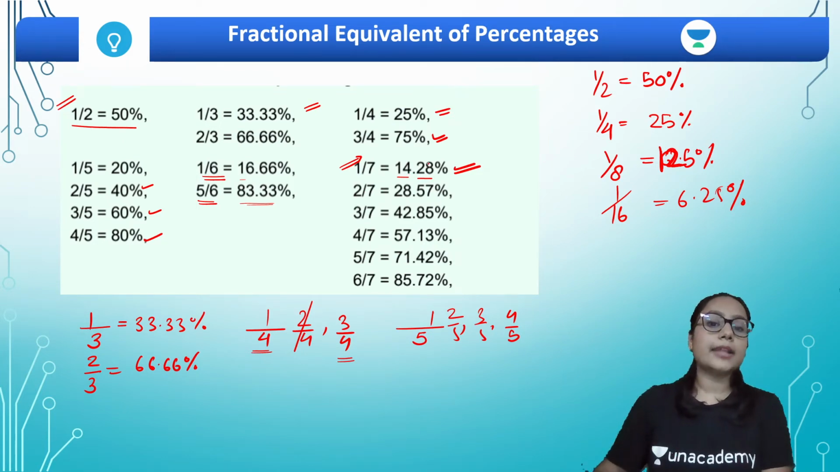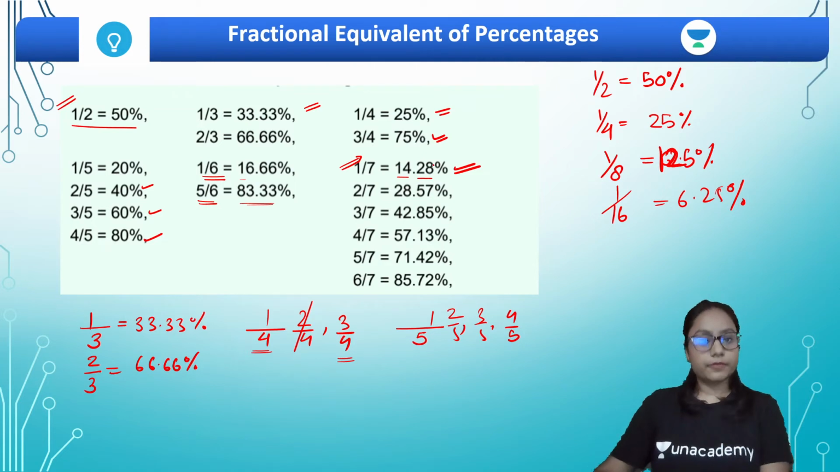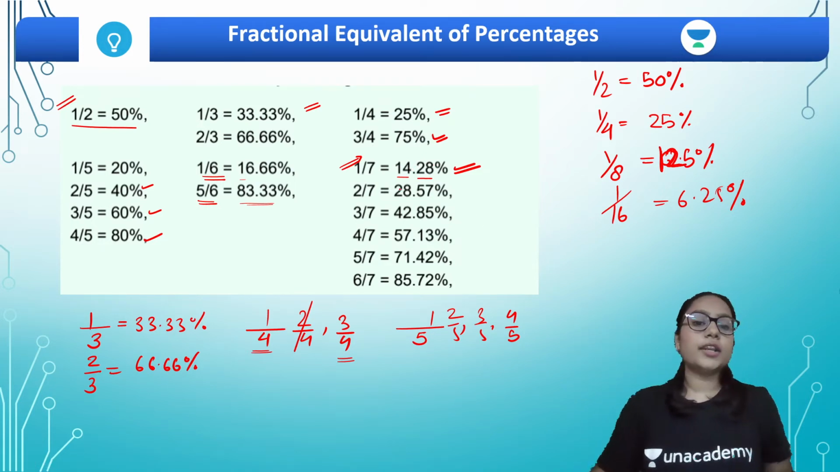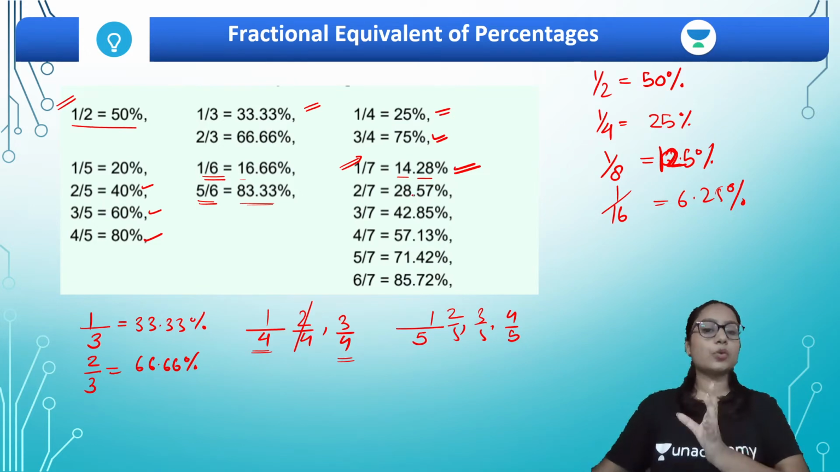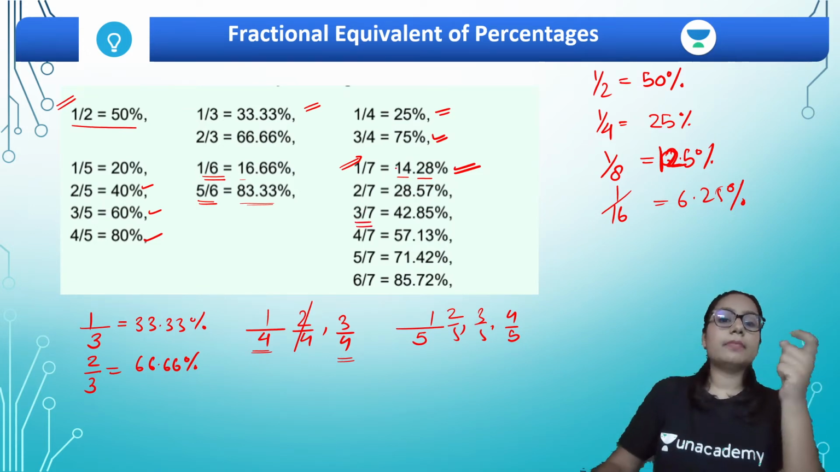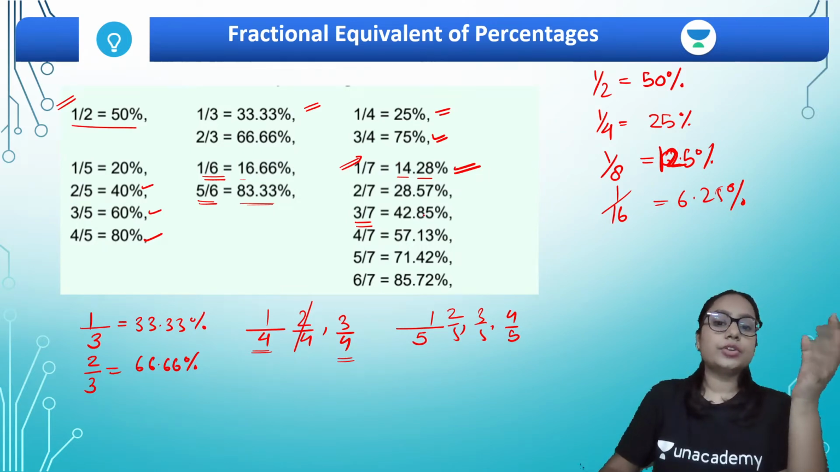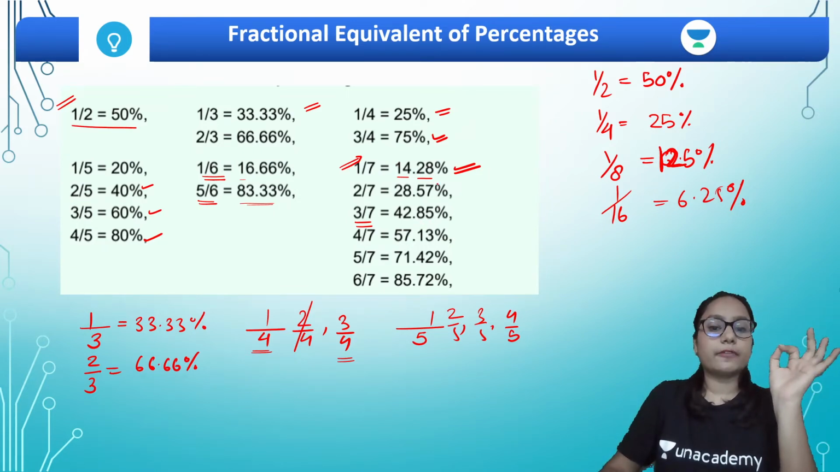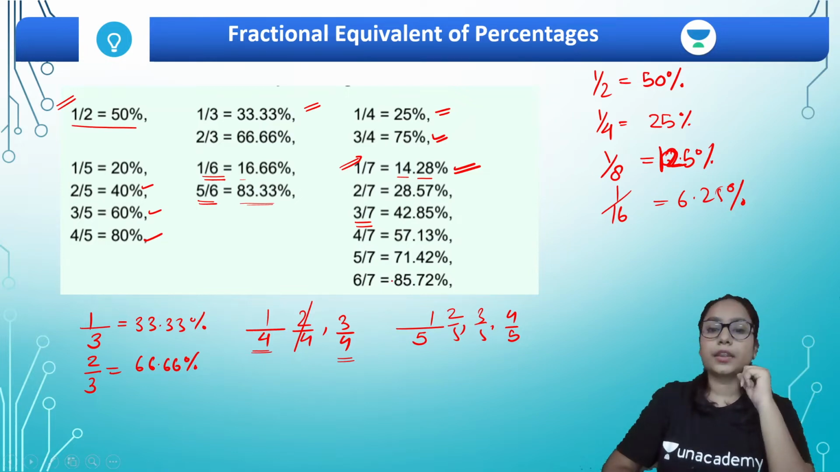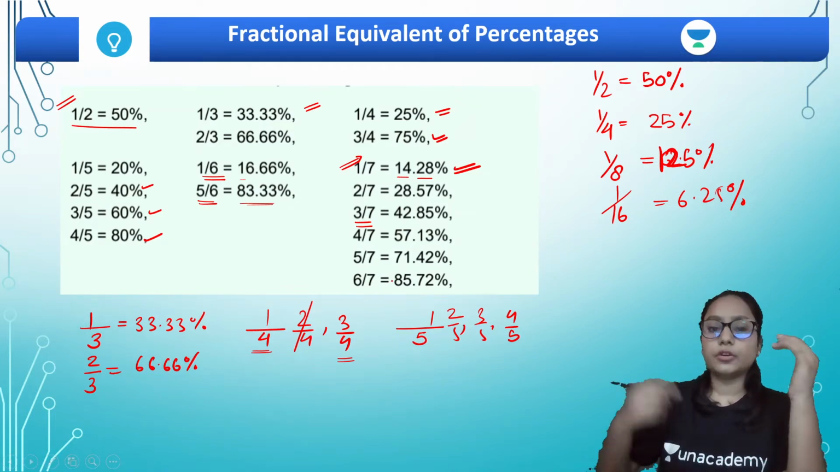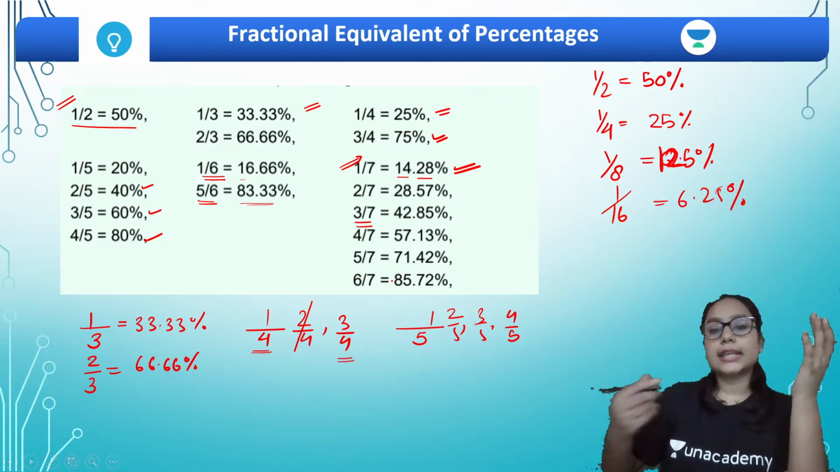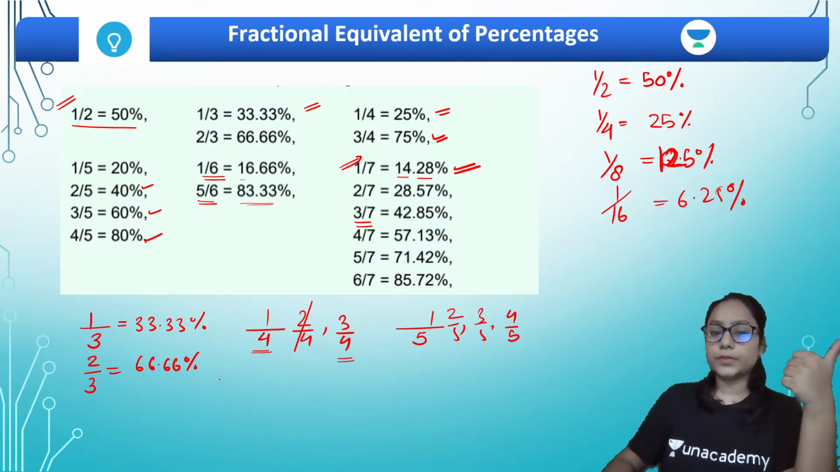Now what will be 2 by 7? Just multiply the above percentage by 2. 14 into 2 is 28, and 28 into 2 is 56. So 56 or 57, close. Now 3 by 7, multiply 14 by 3, which is 42. Then 28 into 3 will give you approximately 85. So you can learn it in this manner. This will be very helpful for you if you learn the fractional equivalents in this manner. I hope this is clear.